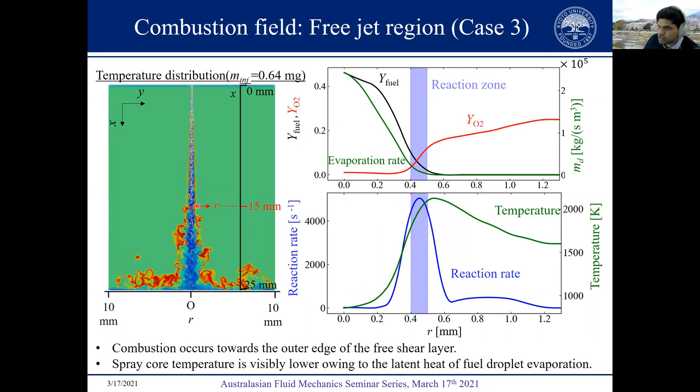And these radial distributions are plotted at the streamwise location of x equal to 15 mm, that is 15 mm from the nozzle exit. It can be seen that the mass fraction of the vaporized fuel is higher near the central region of the jet, because that's where most of the fuel droplets are and they are evaporating. Judging from these radial distributions, you can see that a diffusion flame is formed. And these blue bands in these 2 figures show the radial location where the peak reaction rate occurs. You can see that the core of this spray flame is visibly quite cooler compared to the outer edges of the free shear layer, due to the latent heat of evaporation of the fuel droplets.